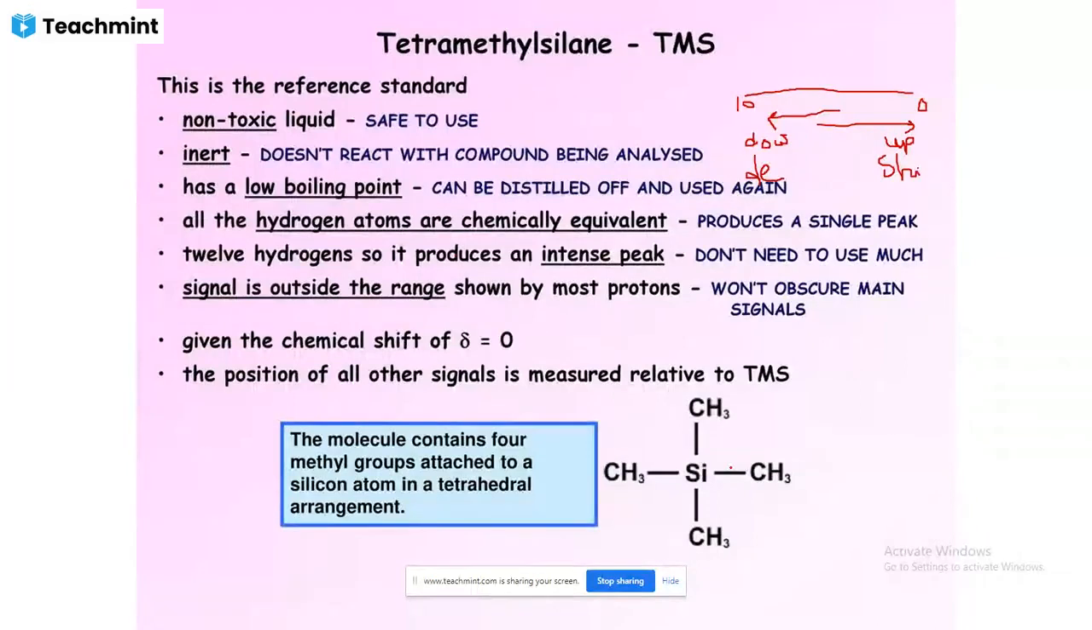Why we are using this tetramethylsilane, TMS? Why we selected it? The reasons are that it is a non-toxic liquid, meaning it is safe to use. It is inert, meaning it does not react with the compound being analyzed. जो भी कंपाउंड के साथ एनालिसिस के लिए इसको ऐड करेंगे तब ये कंपाउंड के साथ रिएक्ट नहीं करेगा। ओके, has a low boiling point, बॉइलिंग पॉइंट लो होने की वजह से can be distilled out and used again, रीयूज कर सकते हैं हम इसको. All the hydrogen atoms are chemically equivalent.